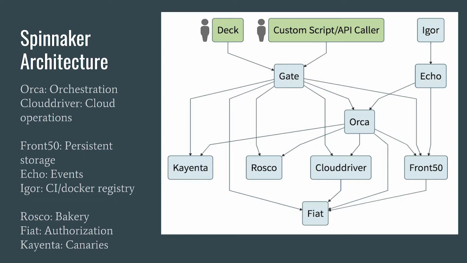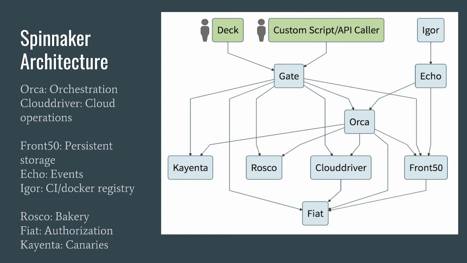So there are some other services as well. Let's see, starting from the right here, Igor talks to Jenkins and the Docker registry and does indexing there and publishes events to Echo when new things happen. Echo is the eventing service, which takes events from inside Spinnaker and puts them outside Spinnaker. So Echo will send events to Slack, things like that.